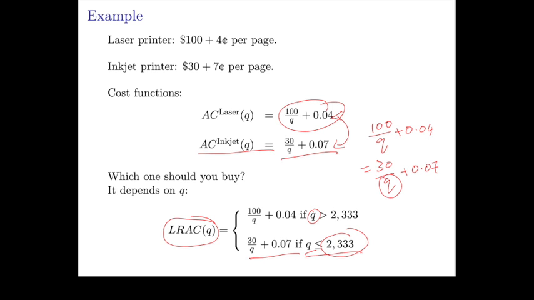If you solve for Q, you'll find that if Q is bigger than 2,333, this thing's going to be smaller. And if Q is smaller than 2,333, this thing's going to be the smaller number. Because when you set these two equal to one another, you're going to get 2,333 point something.